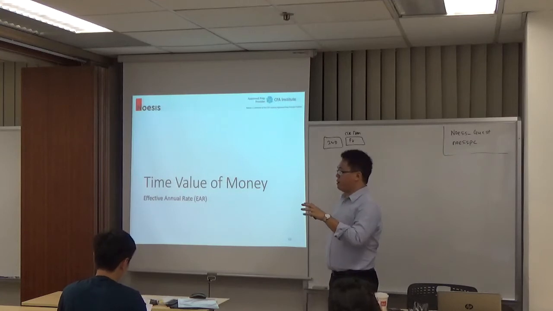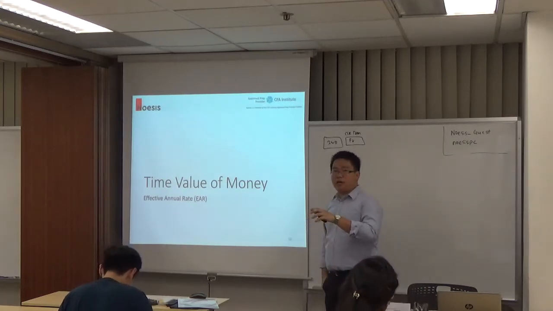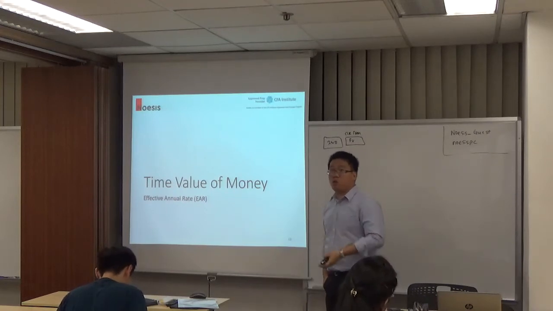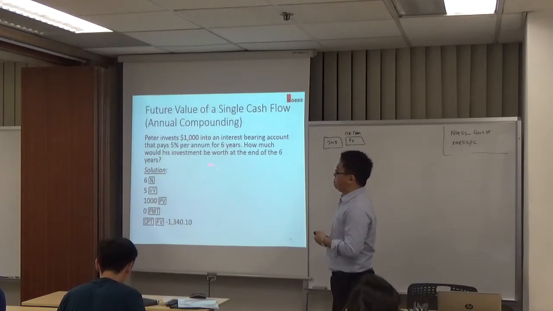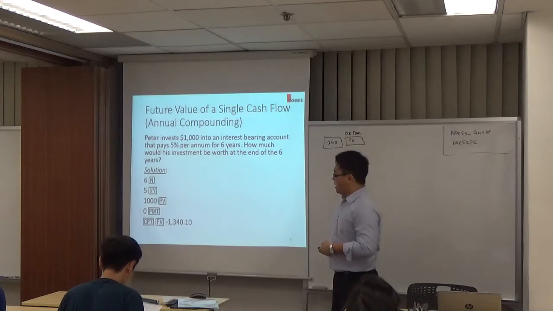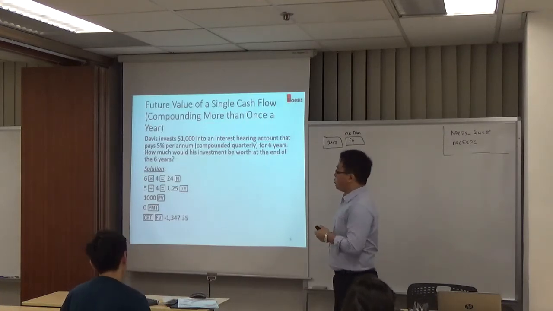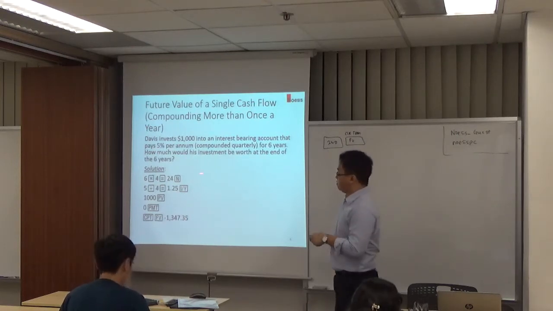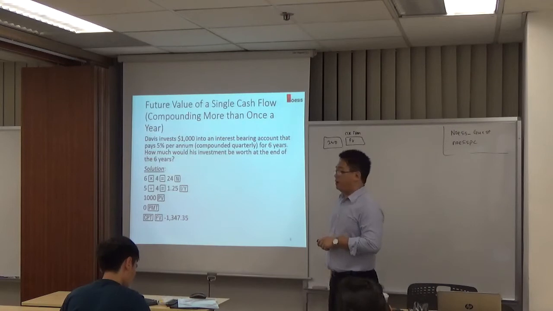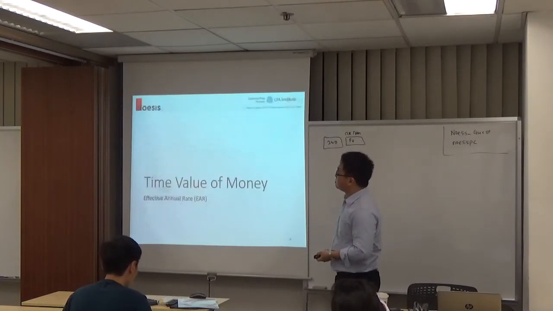Just now we talked about Davis who invested his $1,000 and the account compounds quarterly. We found out that when Davis invested his money, it actually made more than what Peter was making, by an additional $7.25. Now the question here is, what is Davis' actual return per year? Is it really 5%? The answer would be, it's more than 5%. Now how much more?